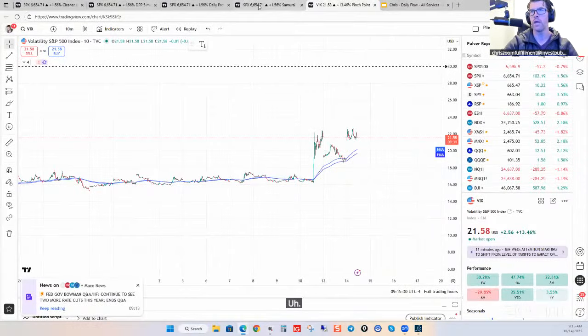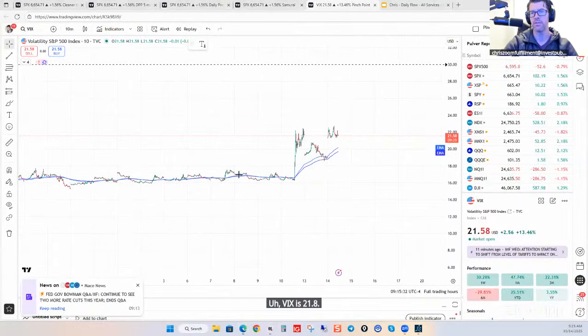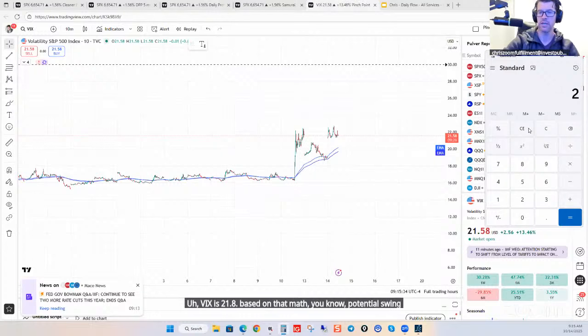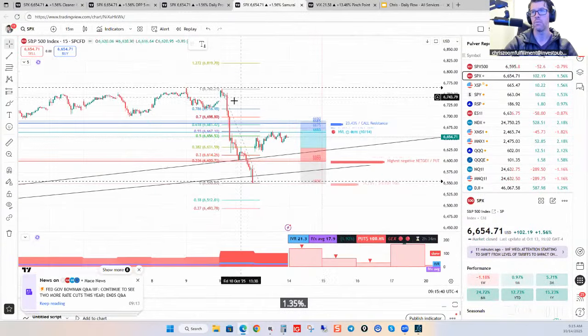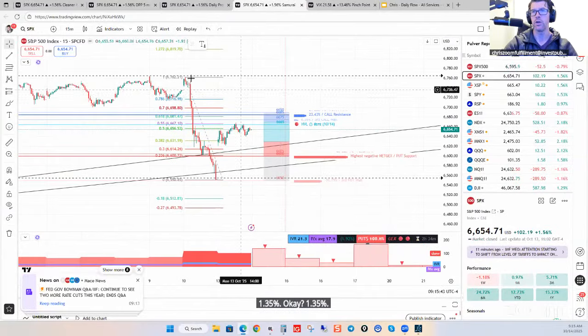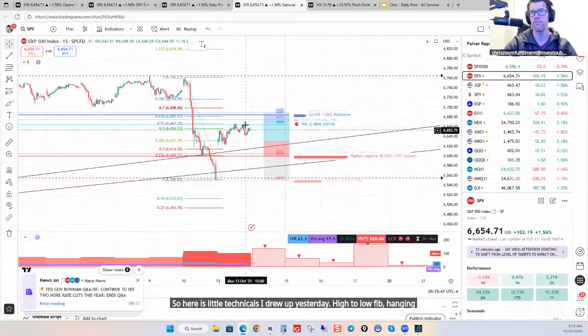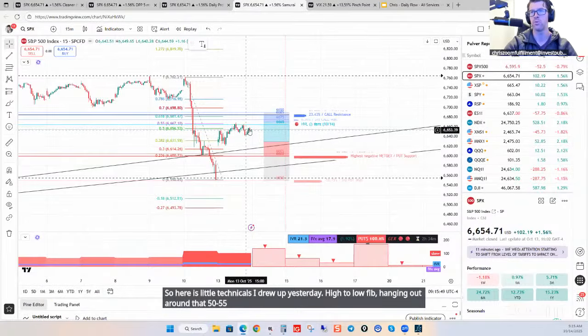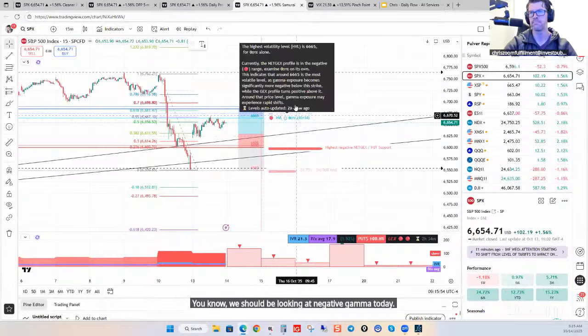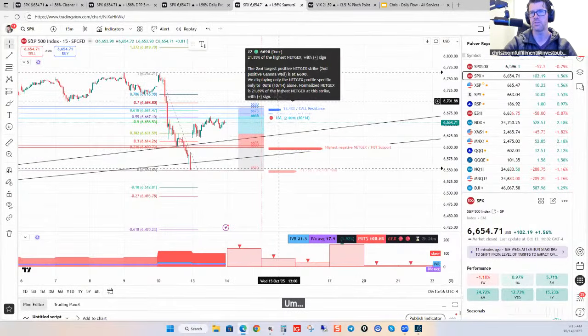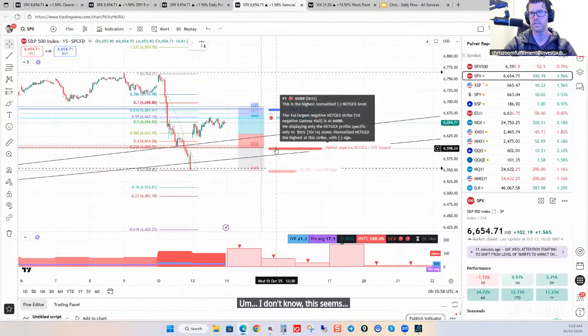VIX at 21.8. Based on that math, potential swing on the day, 1.35%. So here are little technicals I drew up yesterday. High to low fib, hanging out around that 50 to 55%, just pullback zones. We should be looking at negative gamma today. This seems like 66, like we're going to open right at this.